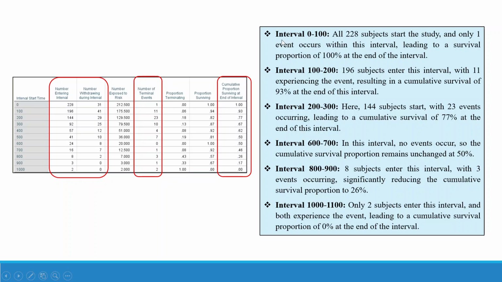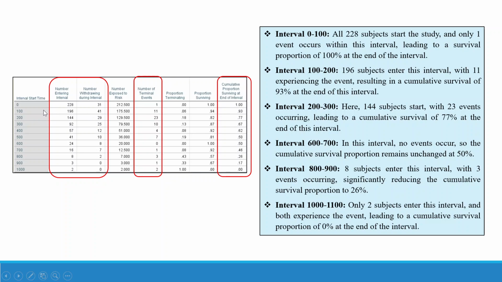So how do we write the interpretation? Interval 0 to 100. All 228 subjects start the study and only one event occurs. Here it is. Within this interval, leading to a survival proportion of 100% at the end of this interval. So here you get 100%.